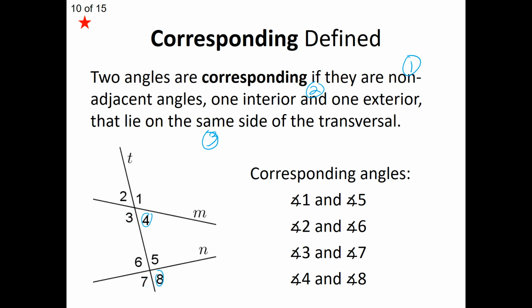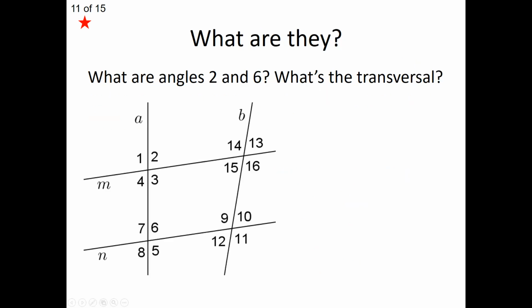So with corresponding angles, it's kind of a special case because you actually get 4 pairs of angles, whereas alternate interior, alternate exterior, and consecutive interior, they only have 2 pairs each in those. So now what we're going to do in these last several slides is actually figure out what relationship the angles have, if any, by picking out a pair of angles out of this diagram.